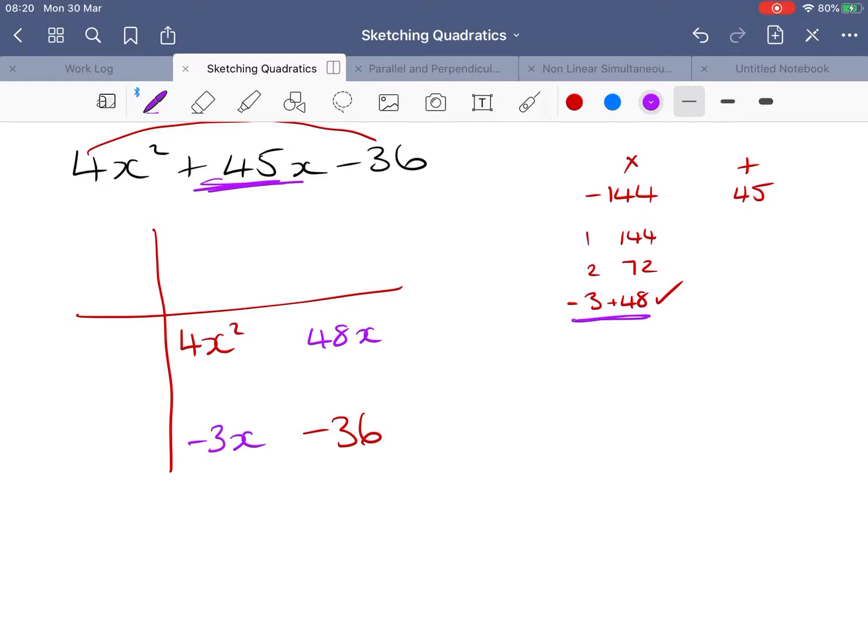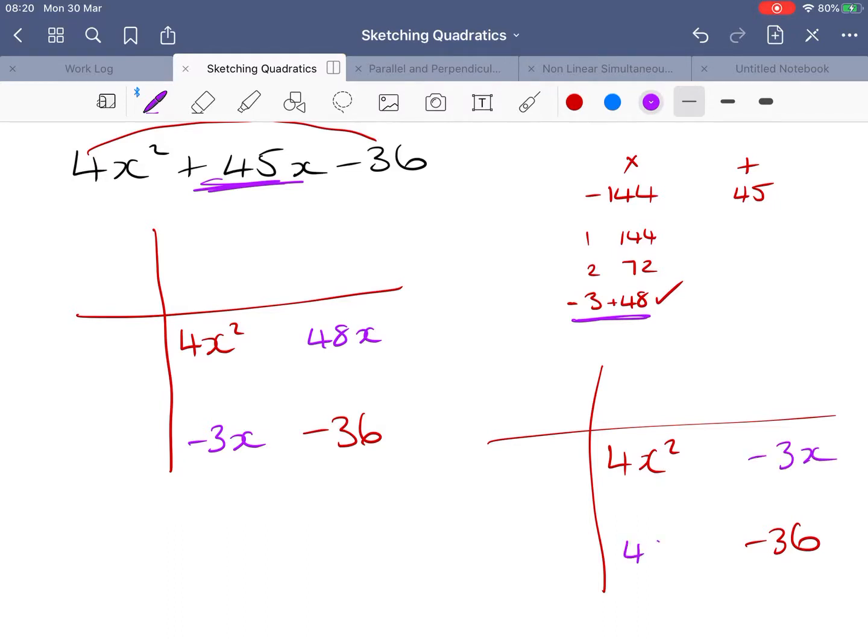Doesn't matter. In fact, I'm going to prove to you it doesn't matter, because I'm going to do it the other way round down here. So down here I'm going to do it the opposite way. So we're going to put the minus 3x there, and I'm going to put the 48x there. So let's go back to the original one.